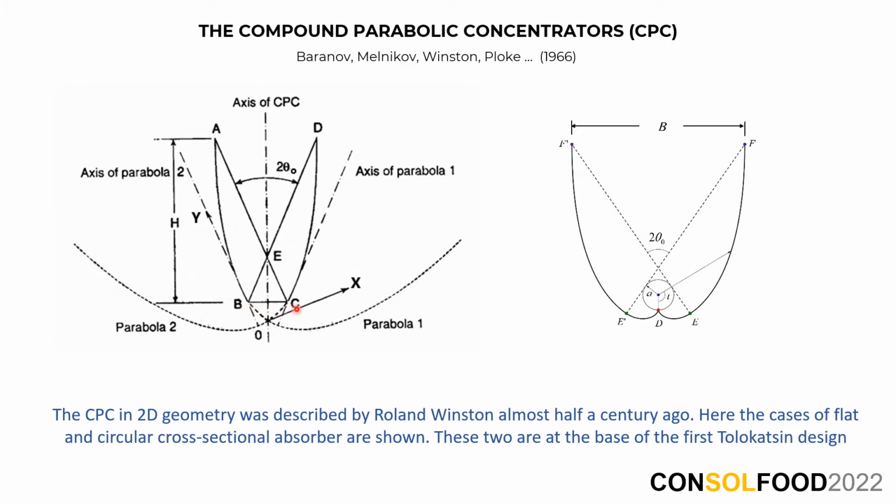not quite good for applications like the heating of fluids, where the more adequate geometry is a cylindrical absorber of circular cross-section. On the right side of this slide, a CPC of this type is shown. Their mirrors are no longer parabolic, even though the CPC name remains. The Tolokatsin solar ovens take advantage of these two geometries.